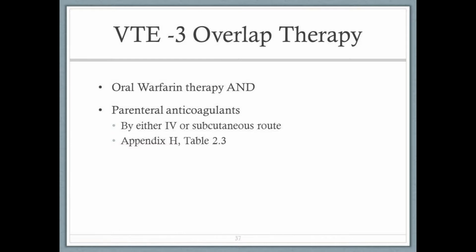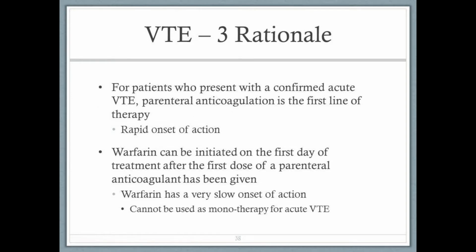This measure is specific to warfarin. So this is the only medication that is included in this measure. If the patient is not put on oral warfarin, they're not going to be included. So then the overlap therapy is oral warfarin or Coumadin with the parenteral anticoagulation use. And here's your rationale.